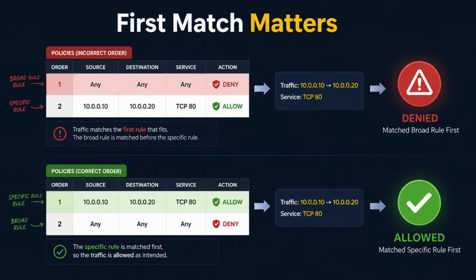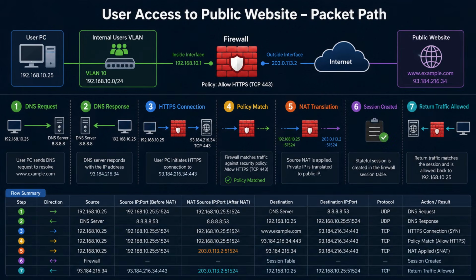For example, if you place a broad allow rule above a more restrictive rule, traffic may be permitted before the firewall ever reaches the intended restriction. Good policy design places specific rules before broader rules and avoids unnecessary, overly permissive access. A policy such as any source, any destination allow may solve a short-term connectivity problem, but it can create a long-term security problem. Let's follow a realistic example from start to finish.